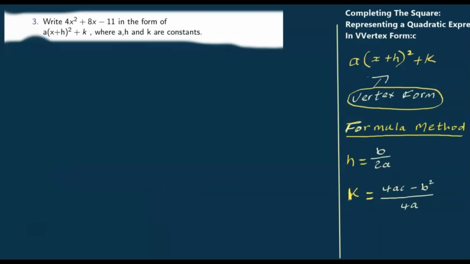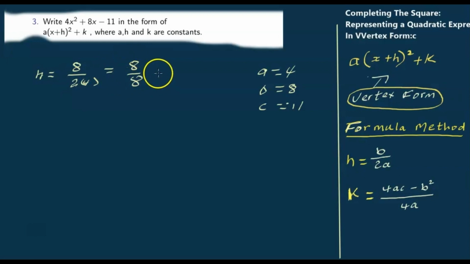So looking at question 3. A equals the coefficient of x squared, which is 4, B equals 8, and C equals negative 11. So to find h using the formula, h equals B over 2A, 8 over 2 times 4, 2 times 4 is 8. So it's 8 over 8, and that gives us 1. So h is equal to 1.